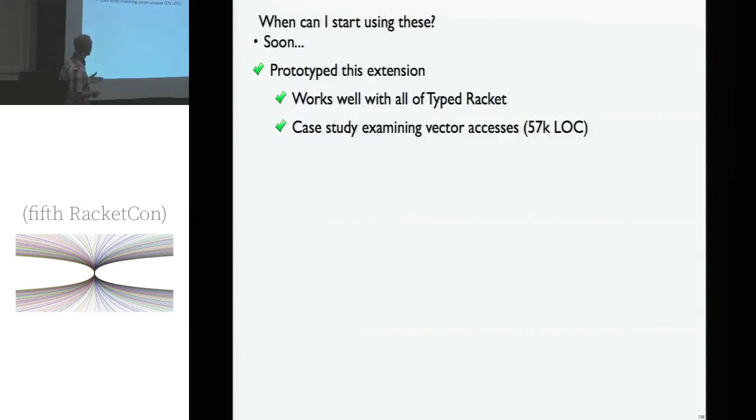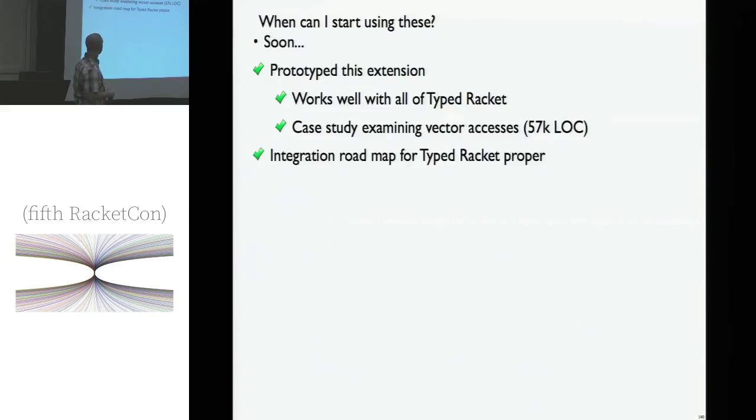And we took this prototype and we ran it on about 57,000 lines of code to see, for vector accesses in general, how often we could statically guarantee that they were going to be safe. And we hit about 50% on that mark, and that was without any changes to the code bases. So we've confirmed that it can work well.